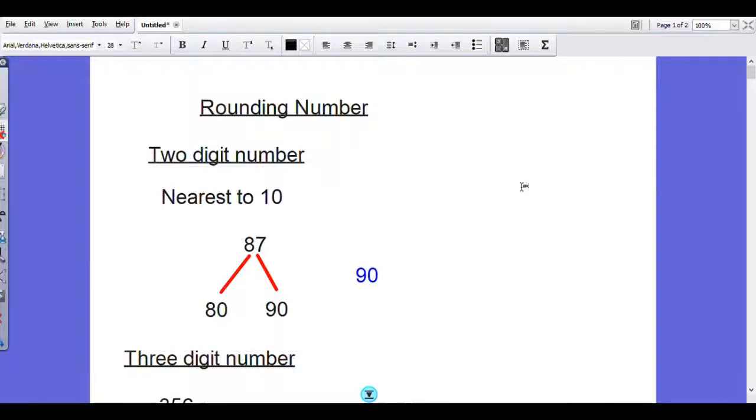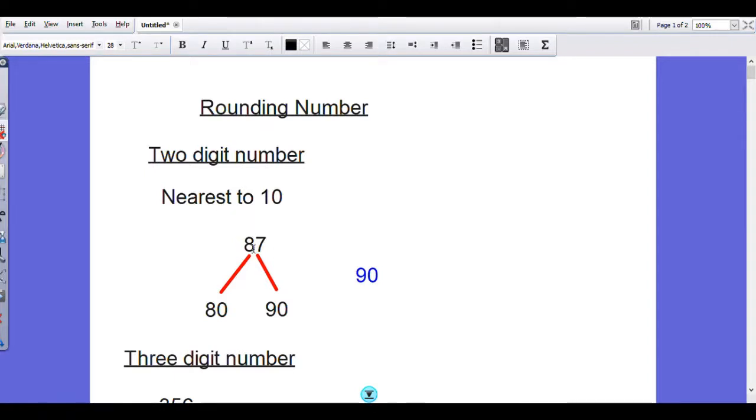Dear student, today we are going to learn the topic of rounding numbers. Take the example of a two-digit number. We round the number to the nearest 10. There is only one possibility in a two-digit number: we can round the number to the nearest 10.